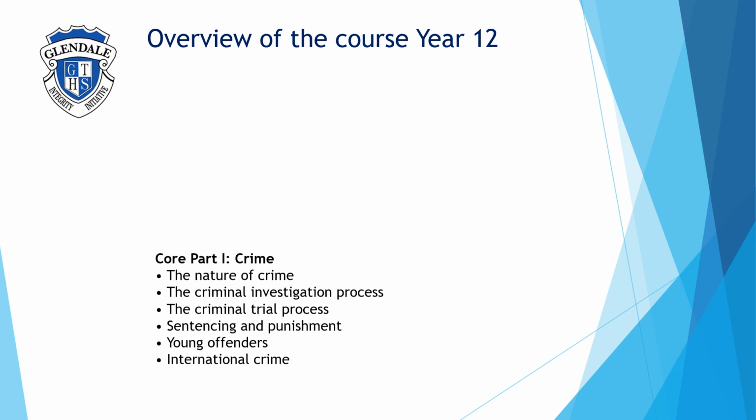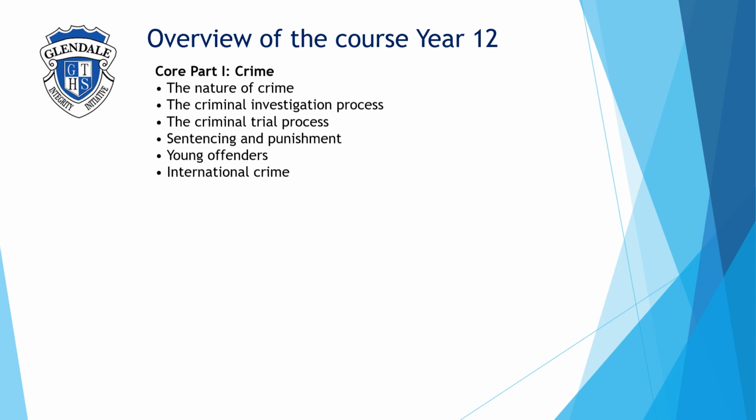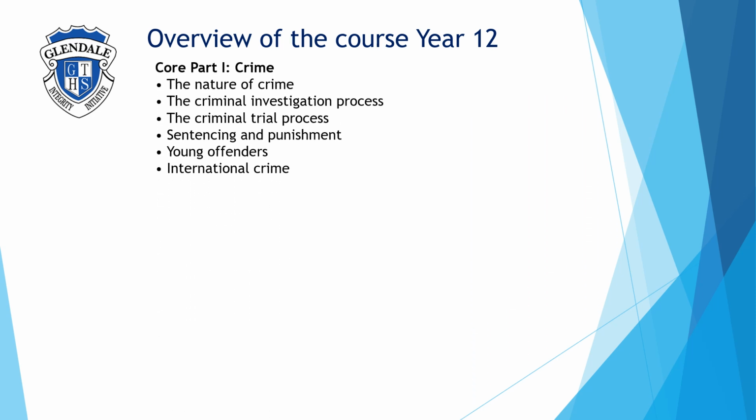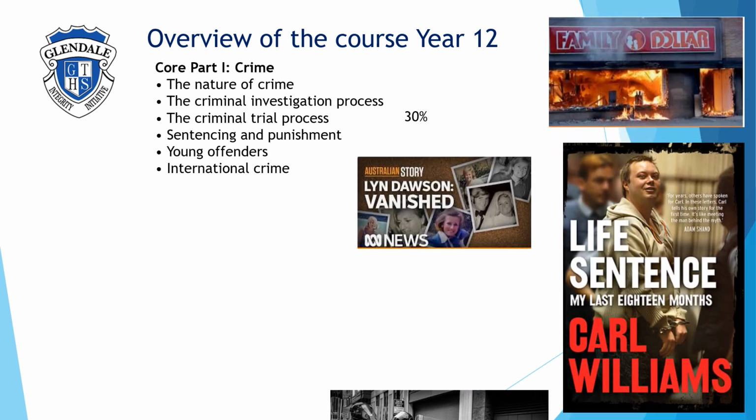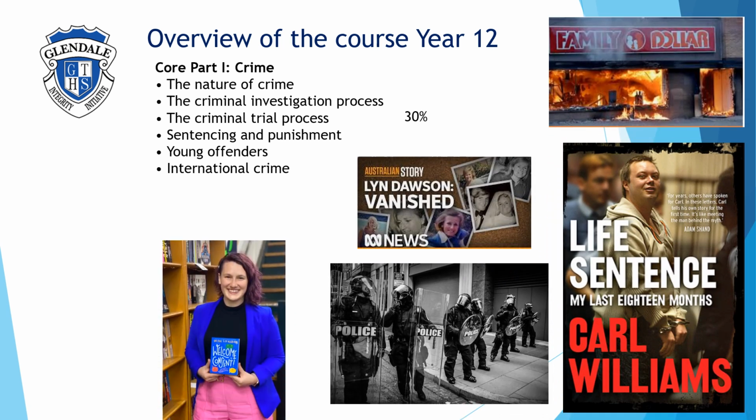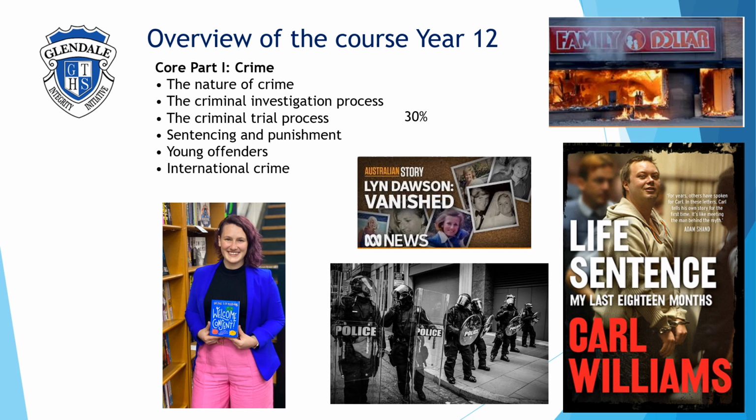Overview of the course, Year 12. Core Part 1, Crime. In this topic, students will learn about the nature of crime, the criminal investigation process, the criminal trial process, sentencing and punishment, young offenders, and international crime. The weighting for this component of the course is 30%.